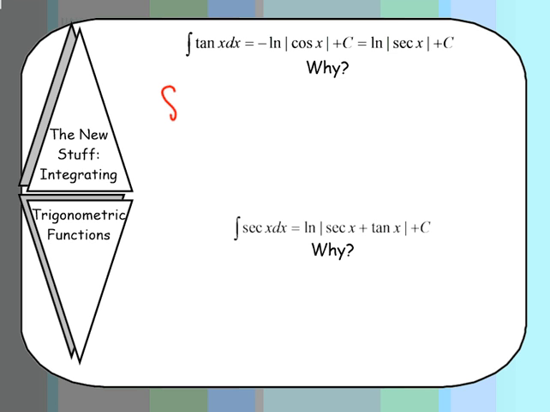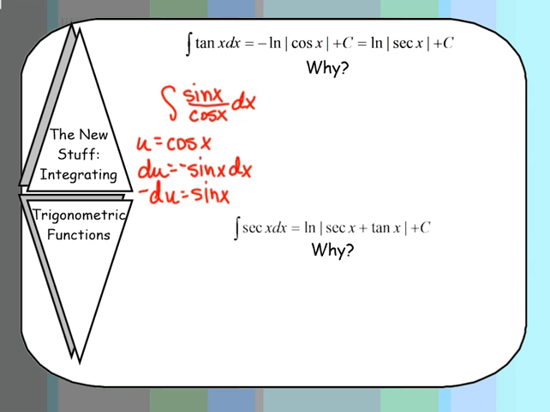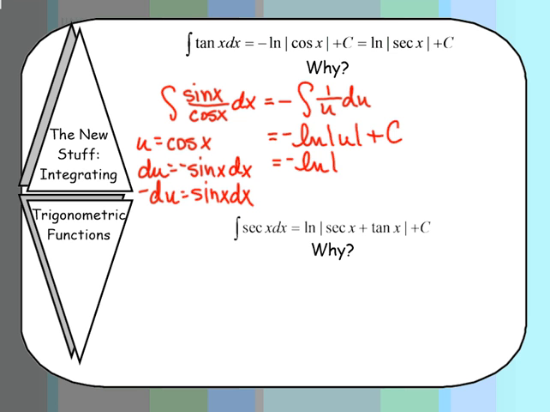Trig identity for tangent changes it to the integral of sine x over cosine x dx. And then using our u substitution, u equals cosine x. So then du is negative sine x dx. So then I don't have a negative, so it'll be a negative du equals sine x dx. So now then this becomes the negative integral of 1 over u du. Okay? Oh, we know how to integrate that. That's not a problem. Equals negative natural log absolute value of u plus c. Don't forget that. But my u value is cosine x, so that's negative natural log absolute value cosine x plus c.